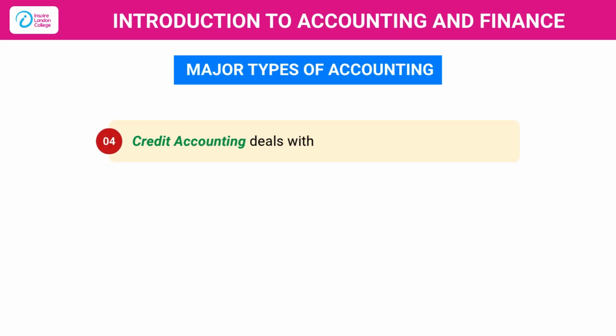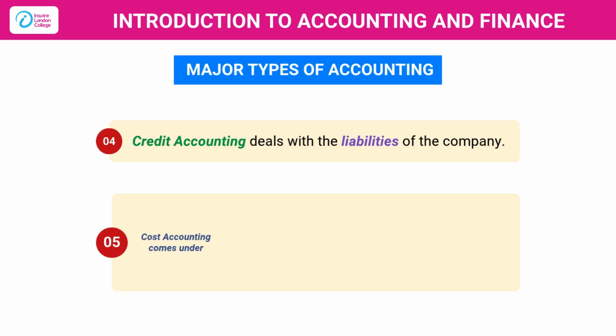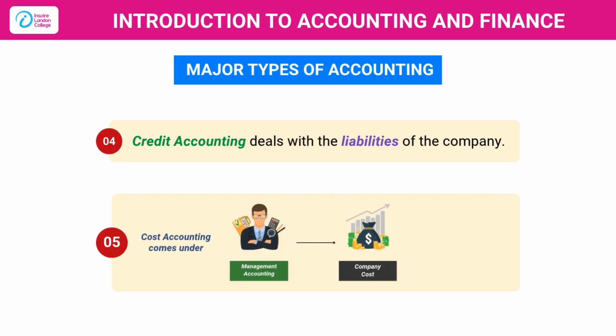Credit accounting deals with the liabilities of the company. Lastly, cost accounting comes under management accounting and deals with the company costs, including production cost, etc.